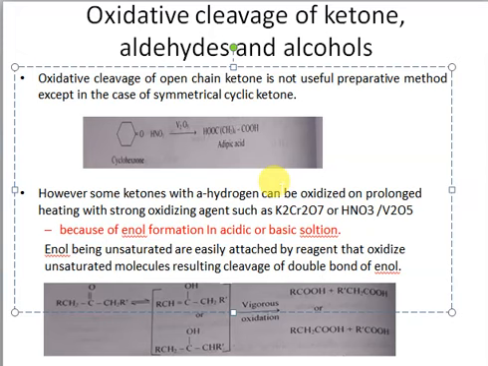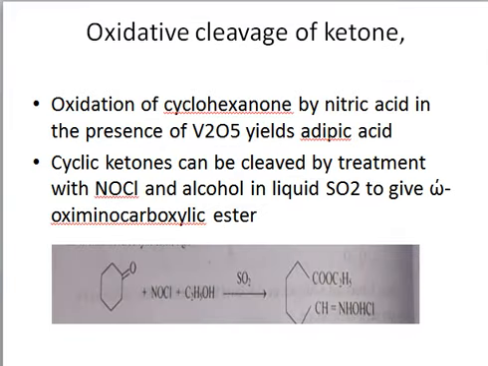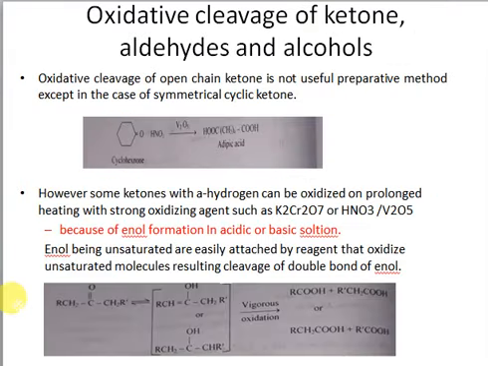Because you know that if a ketone has alpha hydrogen, it can be converted into enol form, right? So if you are using acidic conditions or basic conditions, in both of these conditions we can get an enol form. Just consider this ketone, it has alpha hydrogen on this side or on that side, so we can form enol on both sides. Since the molecule is symmetrical, it doesn't matter.